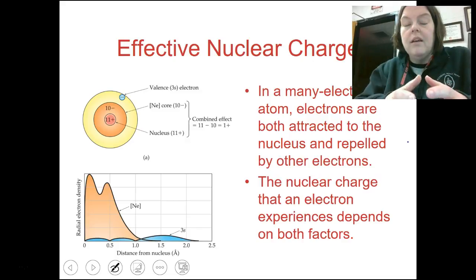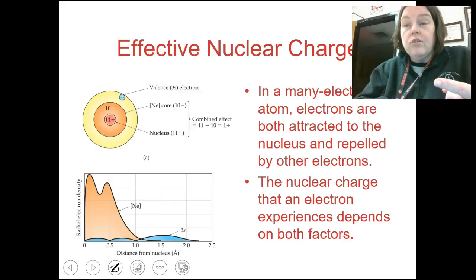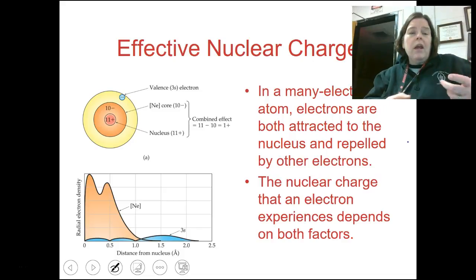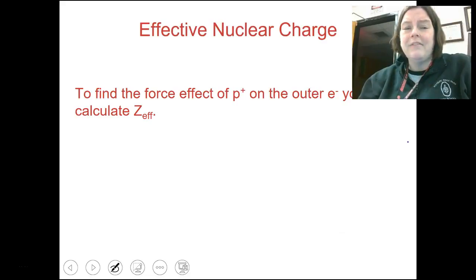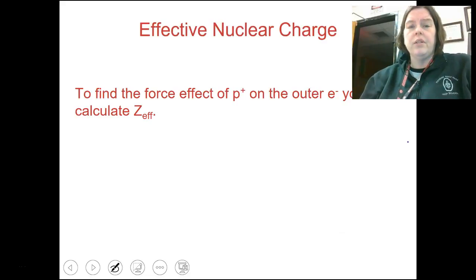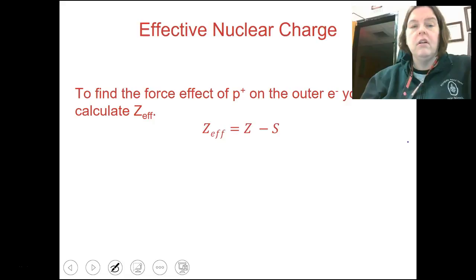Part of it is that you have electrons on the inside that are trying to repel the electrons on the outside to keep those protons to themselves. One electron and one proton cancel each other out, is what we understand. So we can calculate something called Z effective. To find the Q of the proton correctly, I have to calculate Z effective. Z effective is equal to Z minus S.